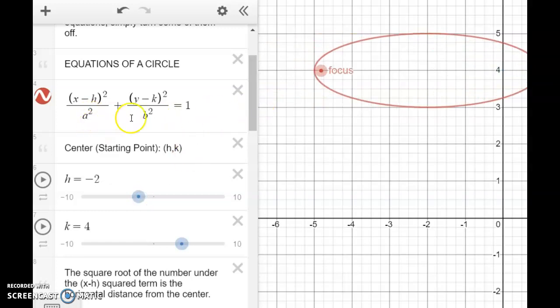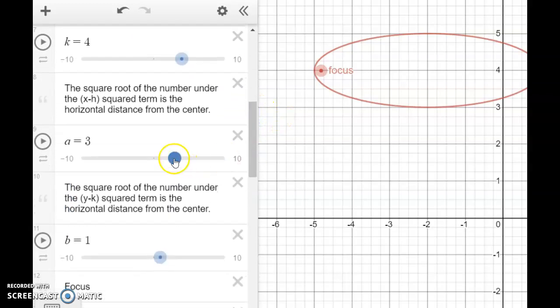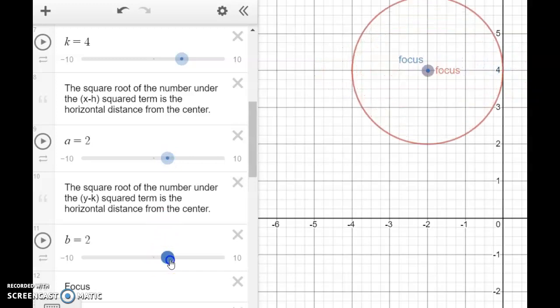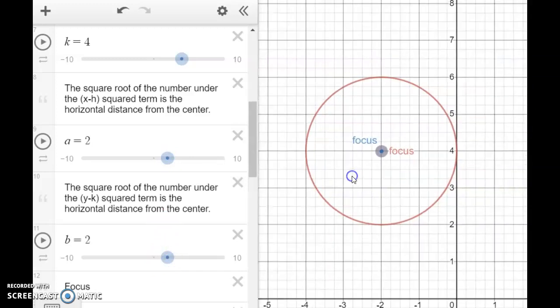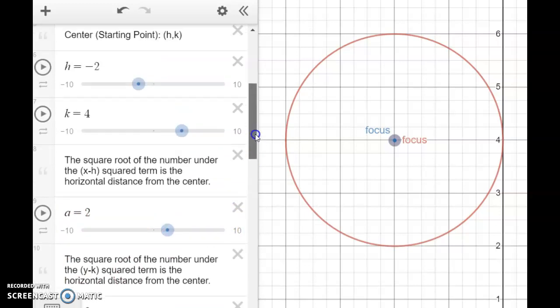But what's important is that the A and the B need to be the same. So I'm going to choose this one here. Let's say A equals 2. And this one I choose B equals 2. And we can see that is exactly a circle, of course. And the two foci are actually one and the same, and that's the center of the circle. And this is a perfect circle. Okay, so what I did here is A and B are actually 2, and then I have my center at -2 and 4.